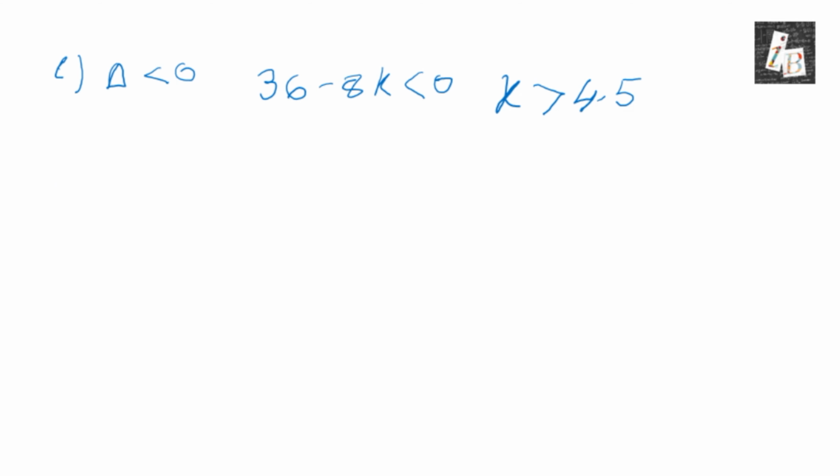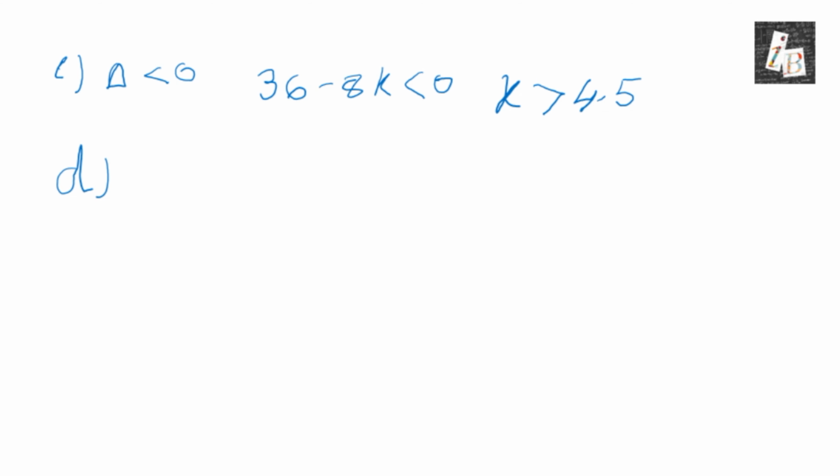For number C, we could predict that delta is less than 0, which means it has no real root. So we will do the same, and the expression will be less than 0. In this case, the answer will be k bigger than the critical value.